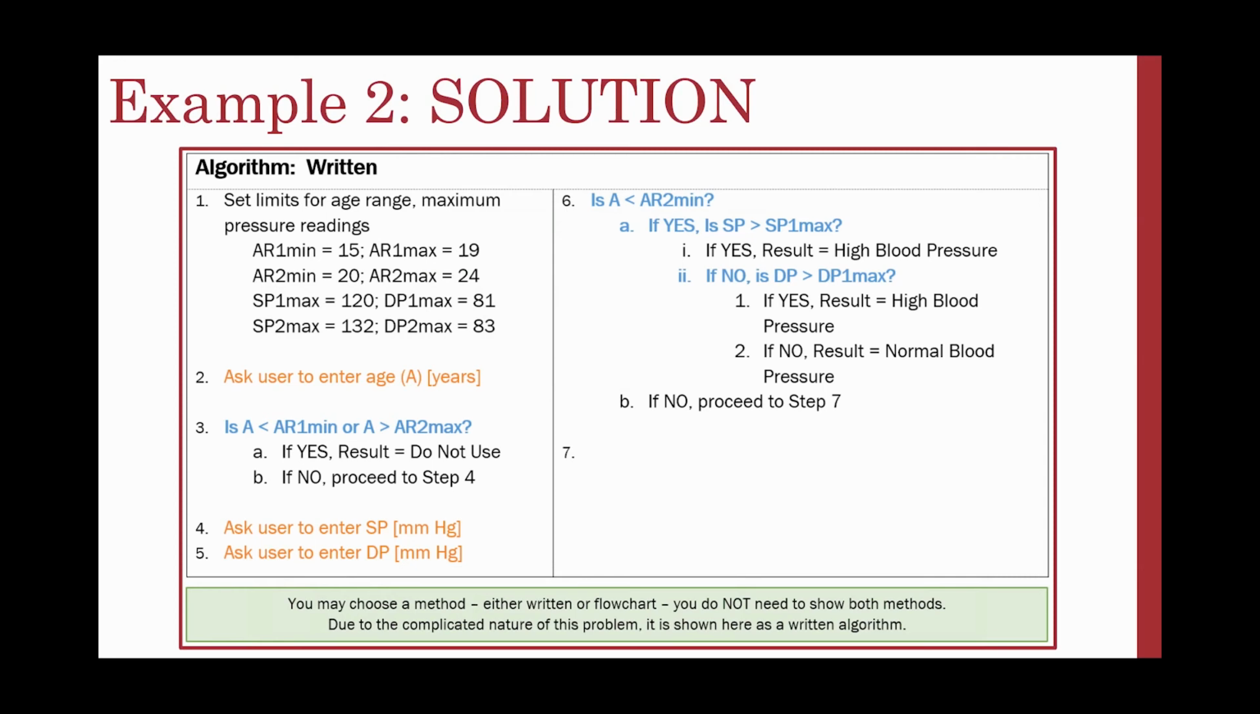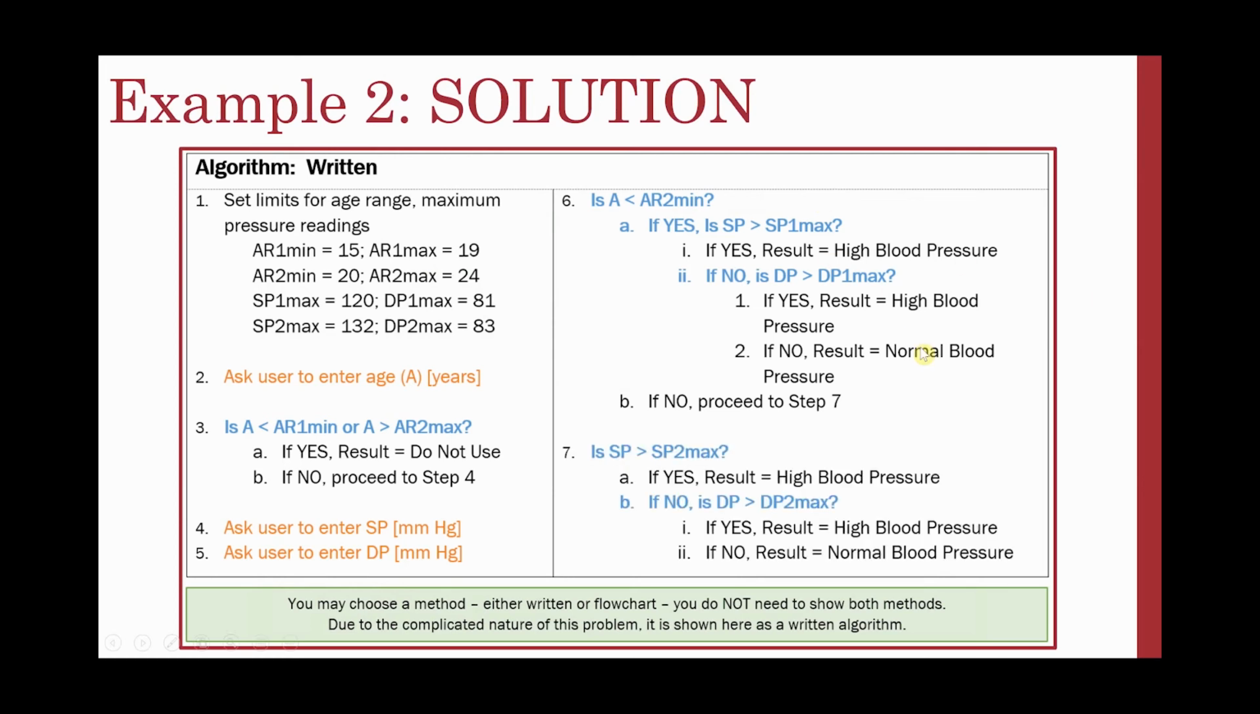If they had not been less than the minimum for the second age range to begin with, they would fail this. We would never trigger any of these questions. We would go straight to step 7, which then asks if their systolic is greater than the maximum for the second age range, and then it would ask if their diastolic is greater than the second age range, depending on the answer to the first one.